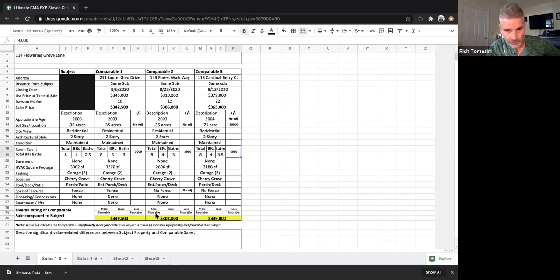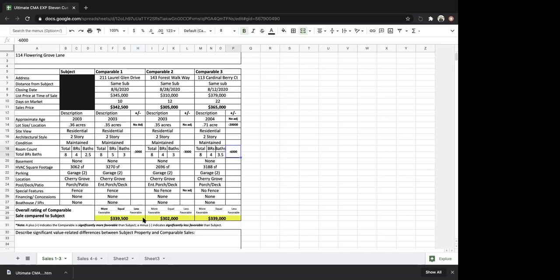Look at this, sale 1 and sale 3 that we thought were pretty much twins outside of the lot size, they're adjusting out to be twins again. Is there any adjustment for the number of bedrooms? Maybe.